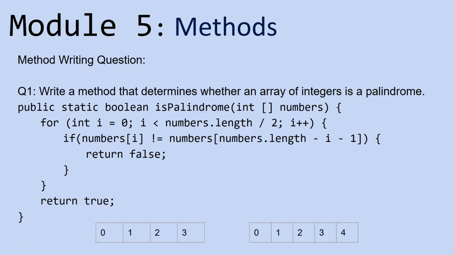If the value in index 0 is not equal to the value in index 4, that means it's not a palindrome because the first value isn't equal to the last value. And so yeah, that means we need to return false.